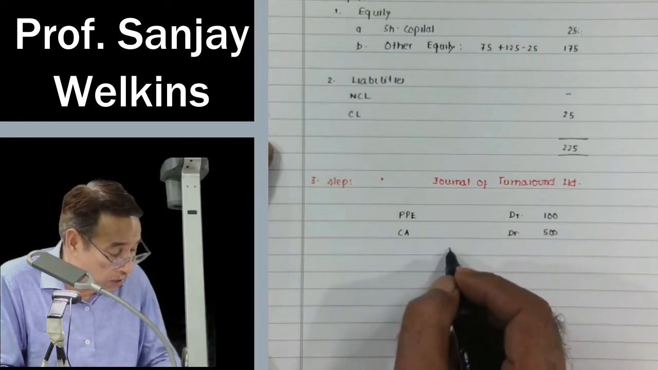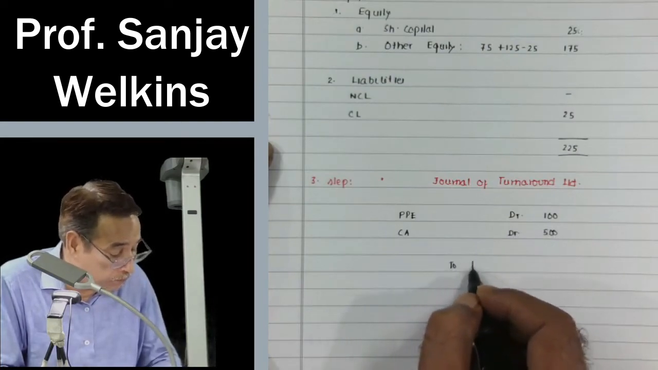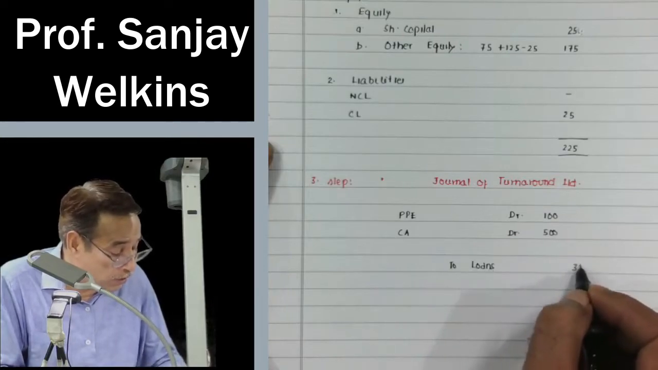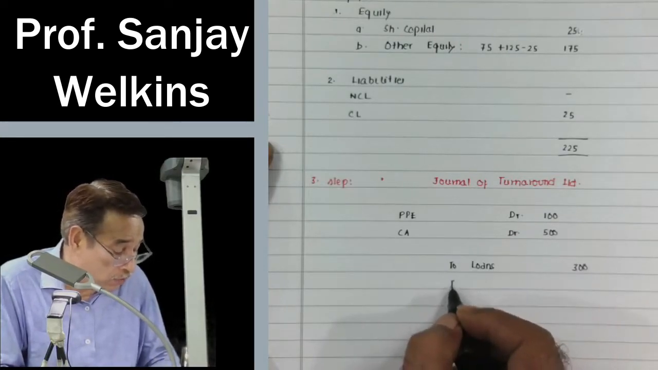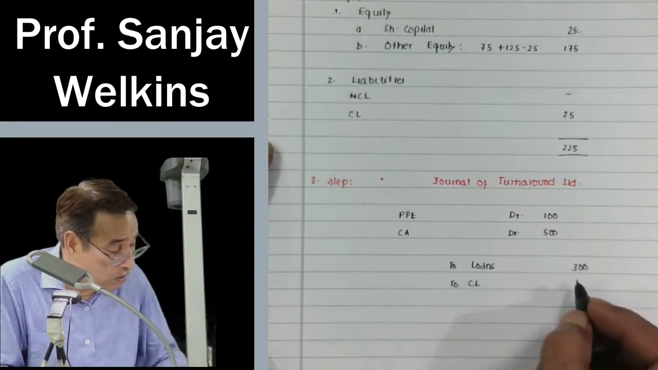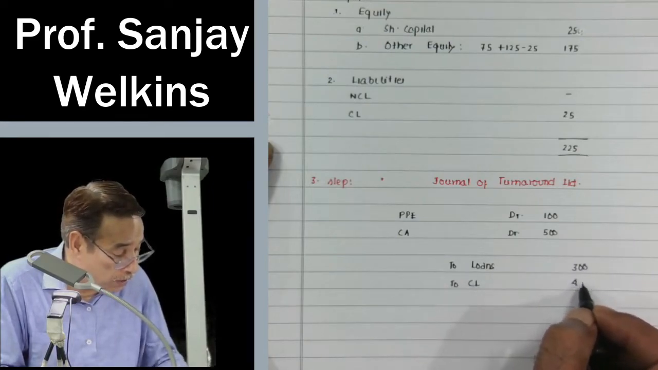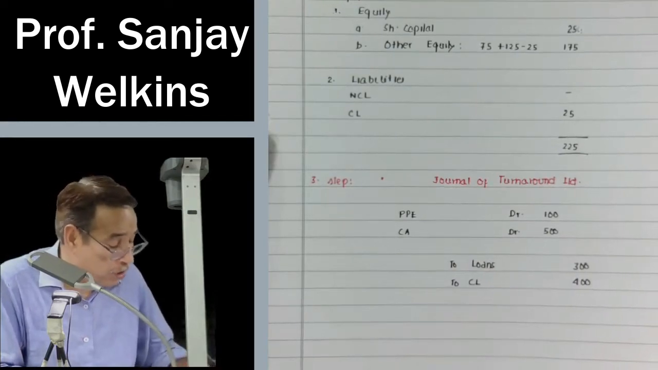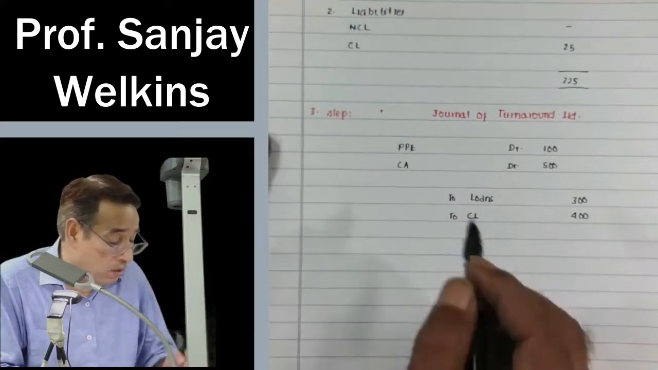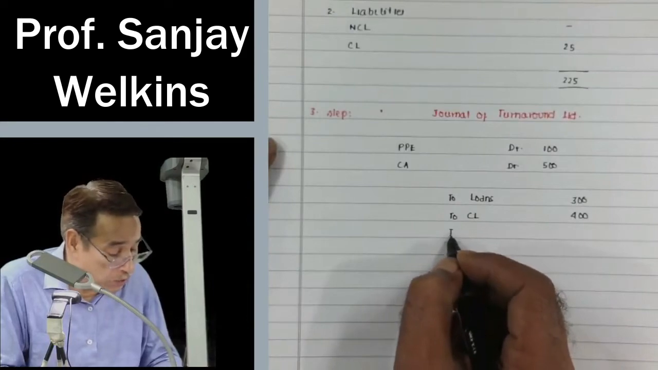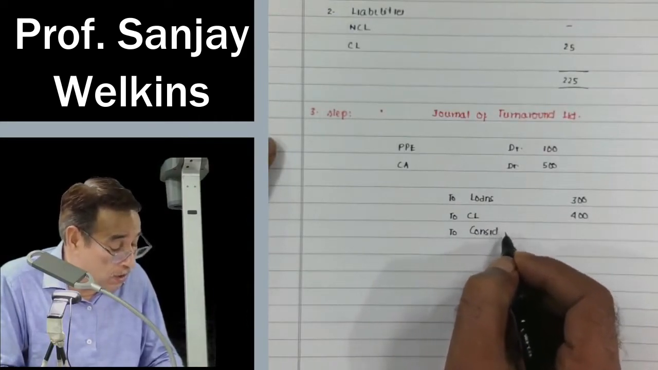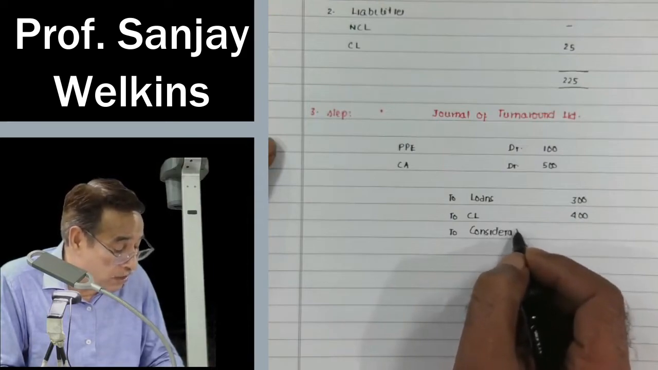They have also taken our loans to the extent of 300. They have taken our current liability also to the extent of 400. Now coming back to the same position, to consideration. When you write consideration here, because it is a case of common control, it is better to not write premium separately.